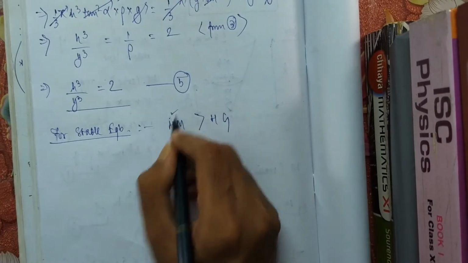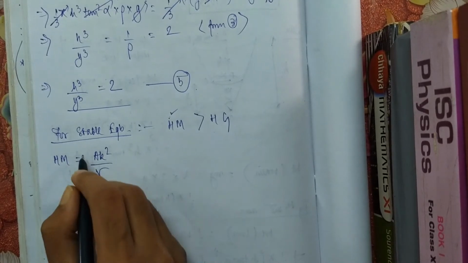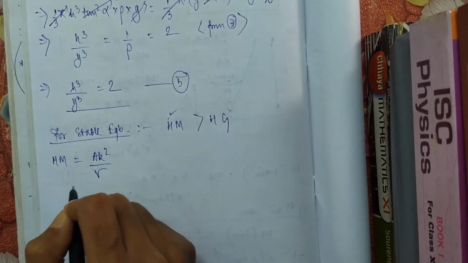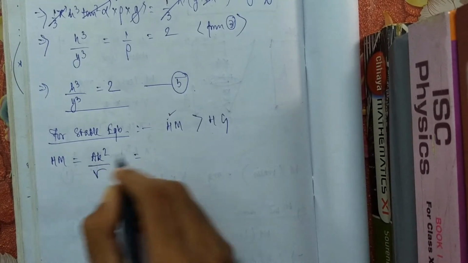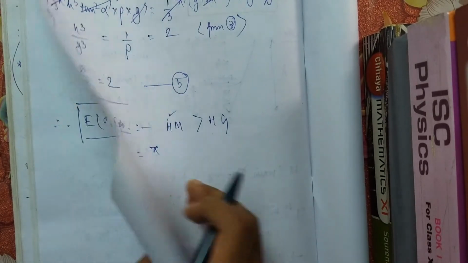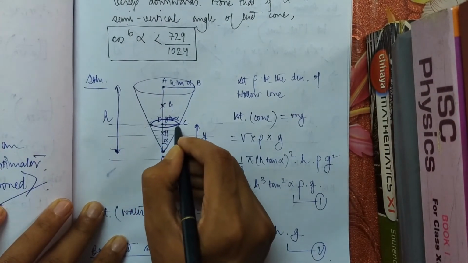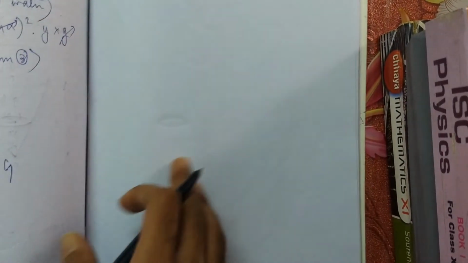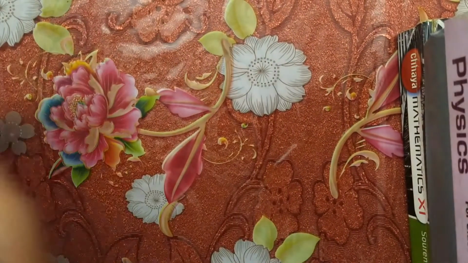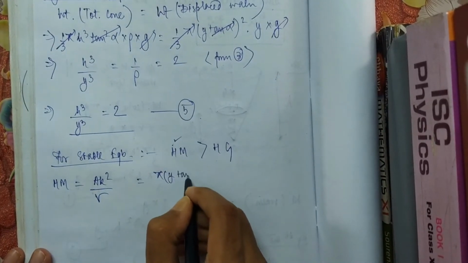We have the formula for BM as A k square by V, where A represents the area of the immersed part of the body, V represents the volume, and k is the radius of gyration. So A we have as pi r square. If you look at the diagram, this part is the area, and this obviously represents a circle. So we have the area as pi r square, or in this case pi into y tan alpha whole square.